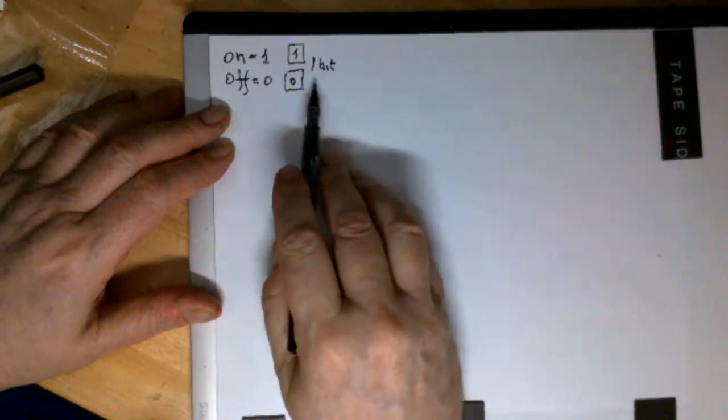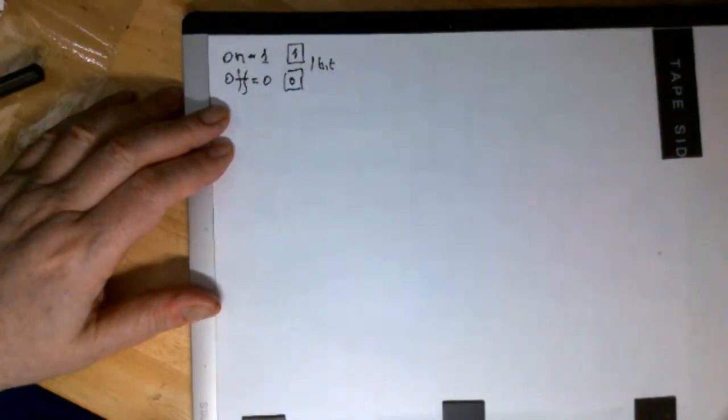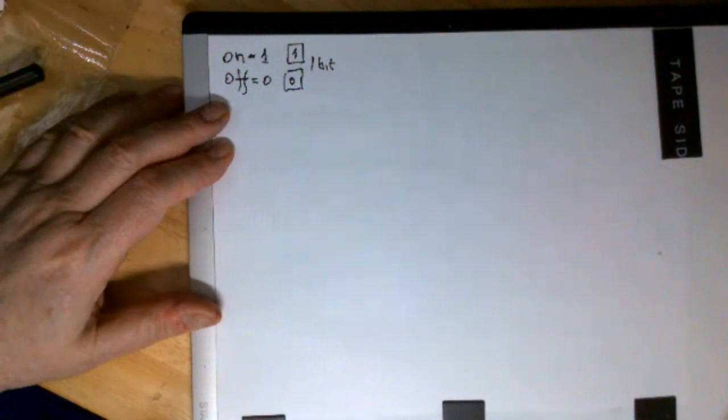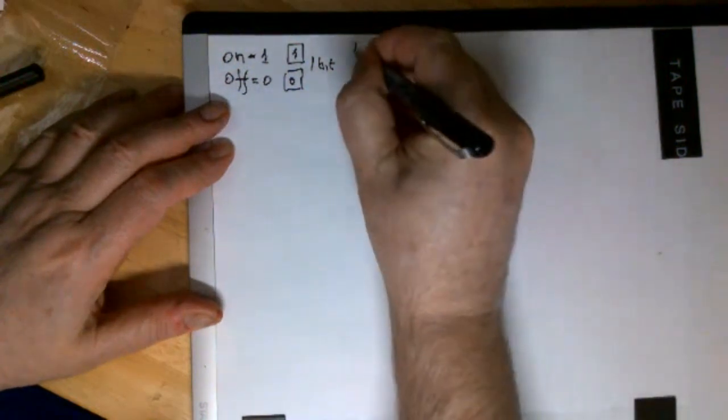1 bit. Bit is an abbreviation, folks. That means binary digit. But also we have 1 byte.